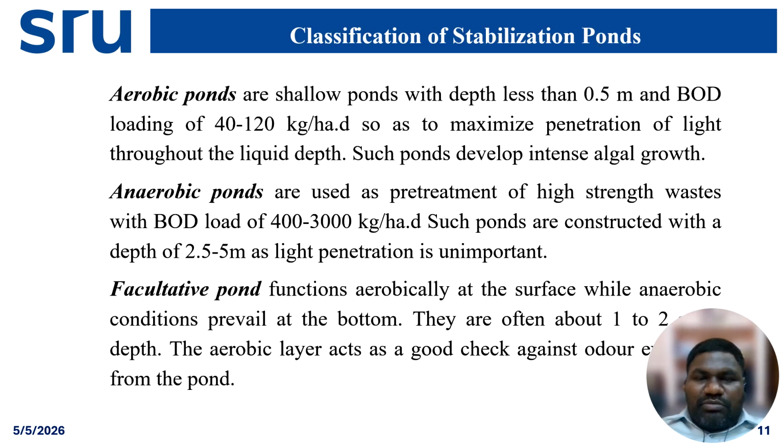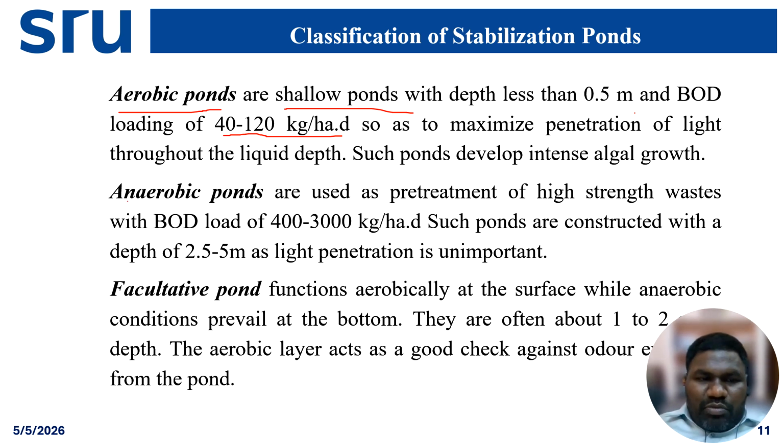So here, stabilization ponds are divided into three types. One will be the aerobic ponds. Aerobic ponds are shallow ponds with a depth of less than 0.5 meters, and the BOD loading rate will be 40 to 120 kg per hectare per day. To maximize the penetration of light through the liquid depth, such ponds develop intense algal growth.